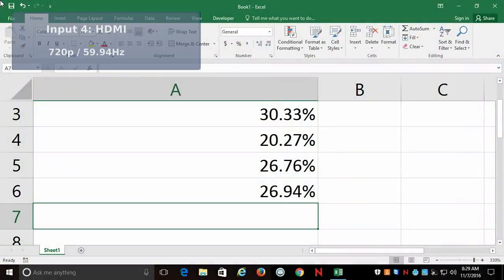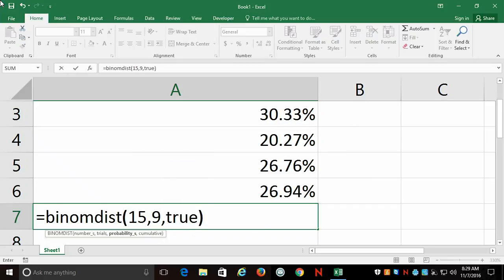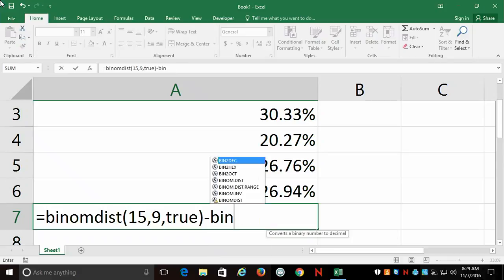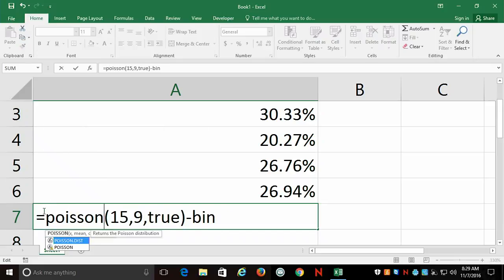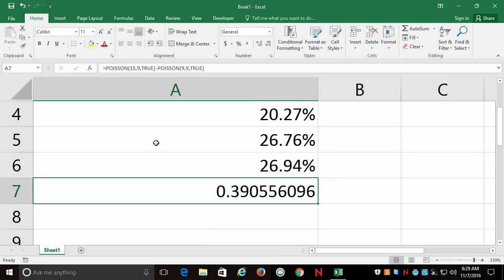So what's that look like? Well, 15 and down, binom dist, 15, I mean, is 9, true, because that's going to give me cumulative probability. That's going to give me more than I want, so I want to subtract off 9 and down. So minus binom dist. Oh, why am I using binom dist? I shifted gears on you guys, I'm sorry. We're talking Poisson, I'm sorry about that. Minus Poisson, 9, 9, true. And that gives me about 40%. Okay, so roughly 39%, if there are that many robberies.